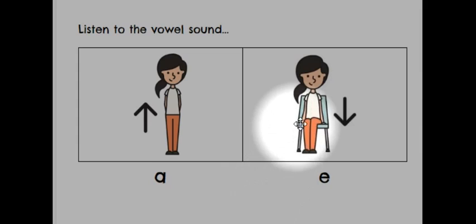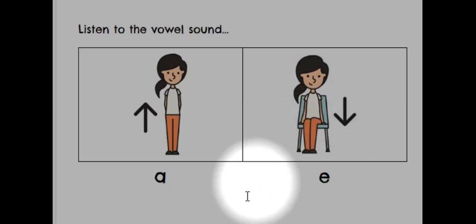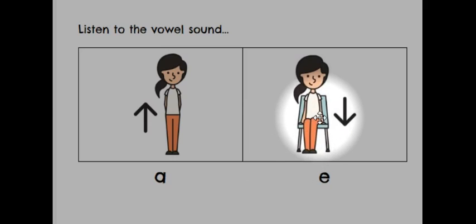Ten. Sit down. Ben. I hear short E in Ben. Sit down for Ben. Set. Sit down for set. That means we're almost done. Vet. Sit down for vet. Web. I hear that short E. Sit down for web.